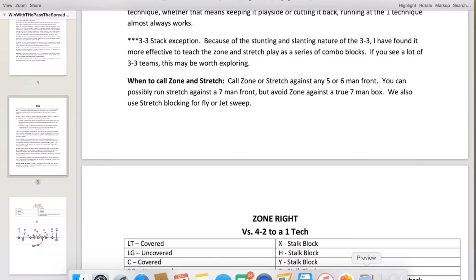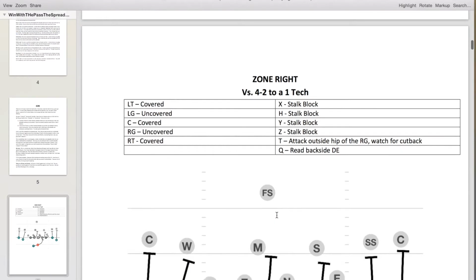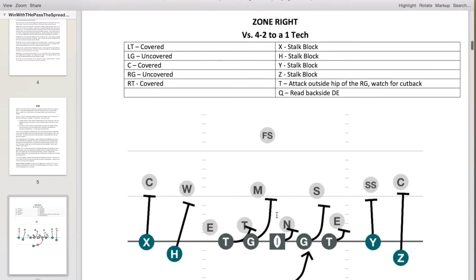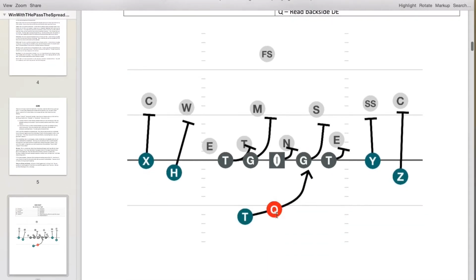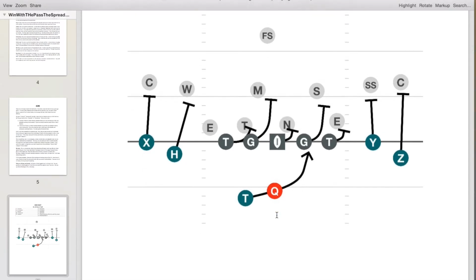Okay, let's get into some actual chalk talk here. Let's go to what does zone look like versus a 4-2 to a 1 technique. Okay, so excuse me, here we go. We're drawing up, I'm on play 6 of the playbook here.